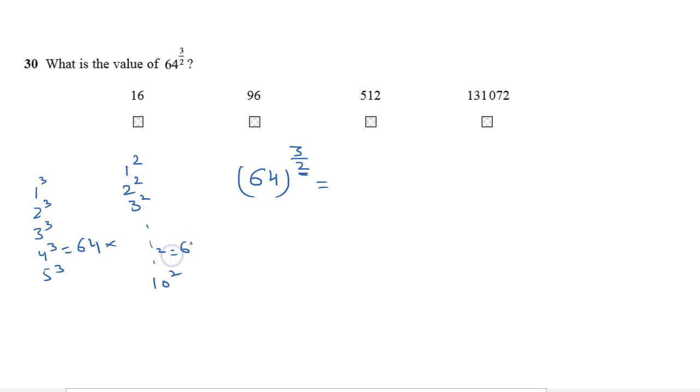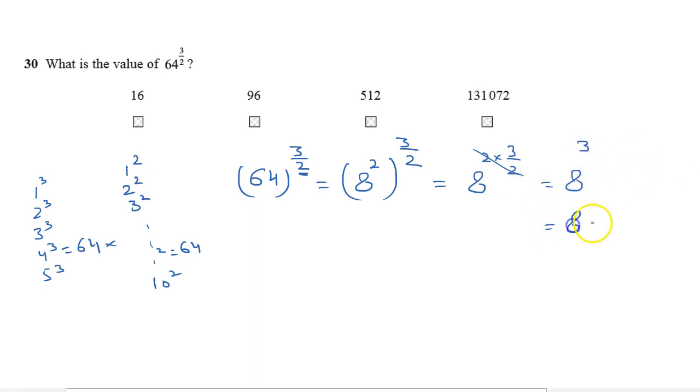Which square is equal to 64? 8. So we write 8 square. Had there been 3 we would have used the cube, but because there is 2 we need this number exactly the same. So it can be written as 8 to the power 2 multiplied by 3 over 2. 2 and 2 cancel, so 8 is to the power 3. So that is 8 multiply 8 multiply 8, and that is equal to 512.